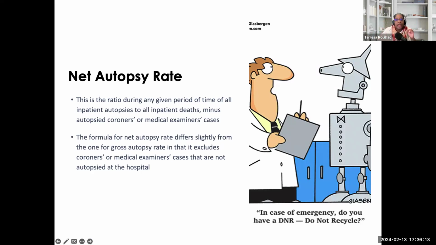Here's the thing though, when a body is released to the coroner or medical examiner, it means the hospital's pathologist won't perform the autopsy. So when we calculate that net autopsy rate, we're looking at inpatient autopsies done at the hospital, excluding cases where the coroner is like, this is my patient, I'm done. I know in the case of an emergency, do you have a DNR? I like that. So now you see why we remove the cases that the coroner has, because they're investigating, they're trying to figure out what, when, where, how did this patient end up in the situation that they're in.